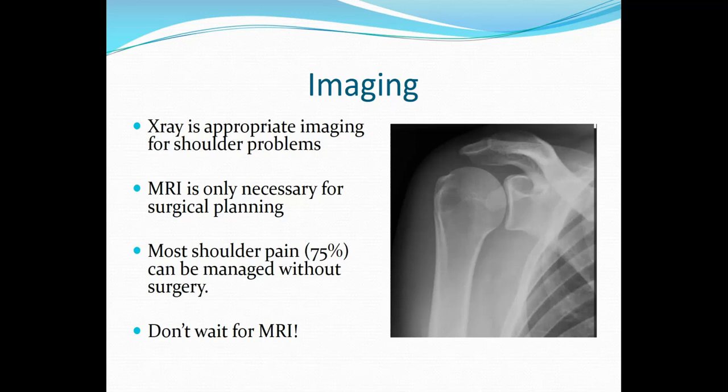Most patients with rotator cuff related pain and shoulder osteoarthritis can be managed non-operatively. You do not need an MRI or ultrasound to diagnose shoulder pain, as this does not change the treatment. An MRI is only necessary for surgical planning. An important message is to not wait for an MRI to begin managing your shoulder pain.